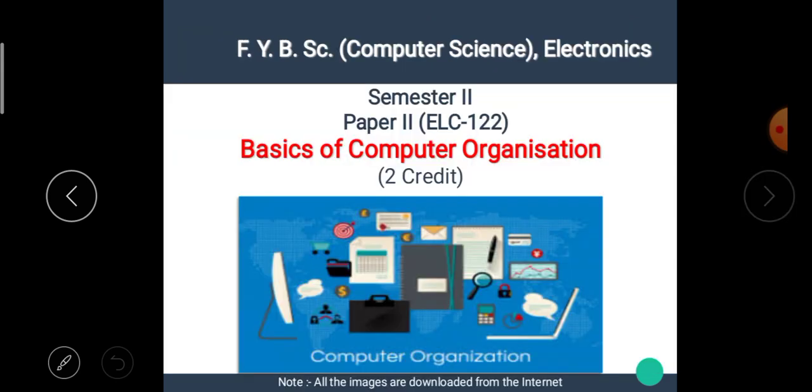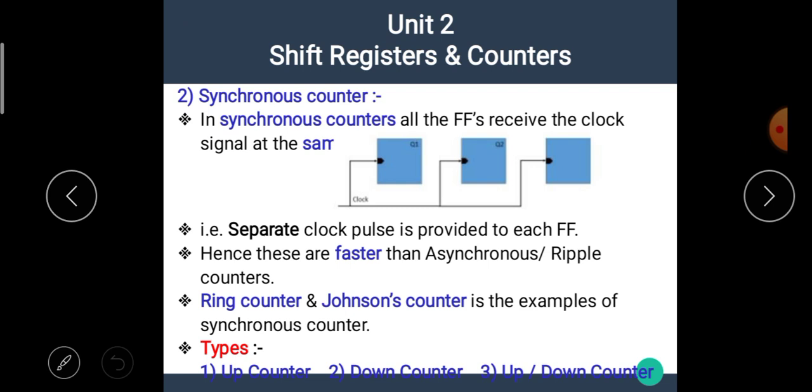In the previous video, we have seen the types of asynchronous counter, that means up counter, down counter and up down counter. The link of the previous video is available in the description box. Please check it. Now, in this video, we are going to see the details about the synchronous counter.